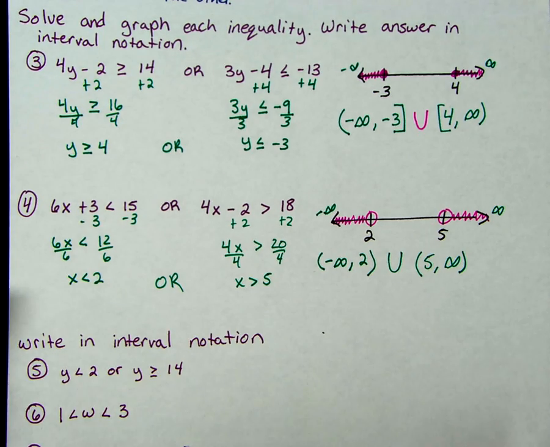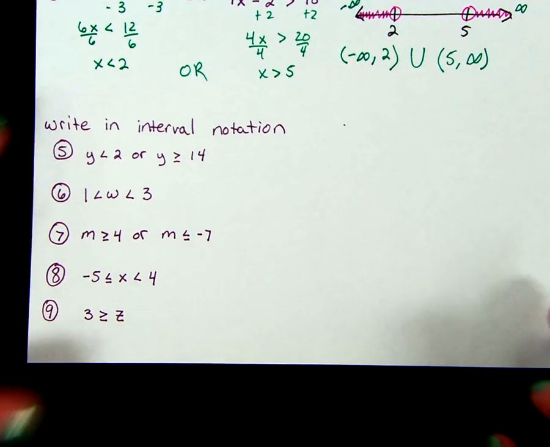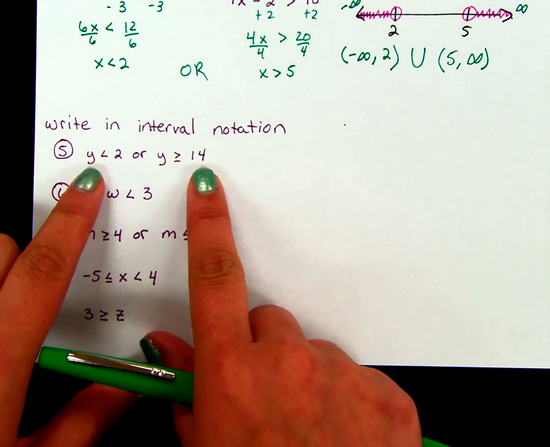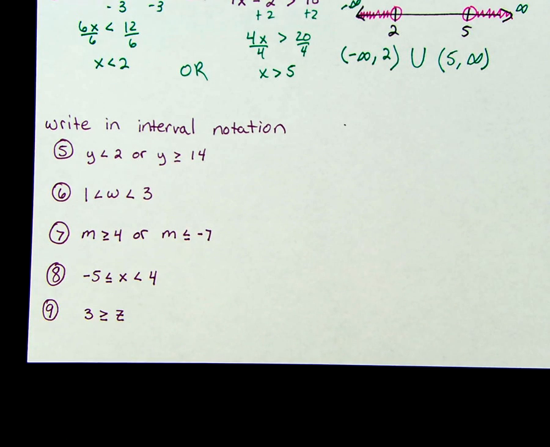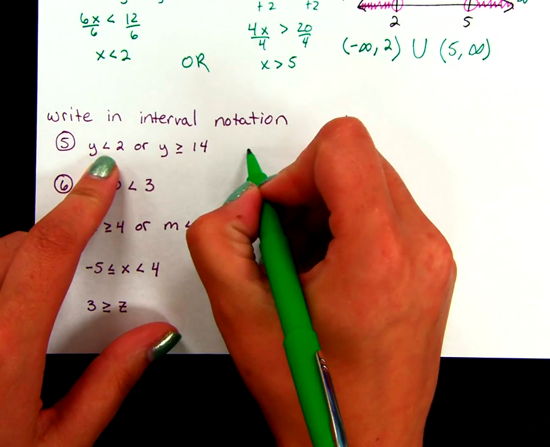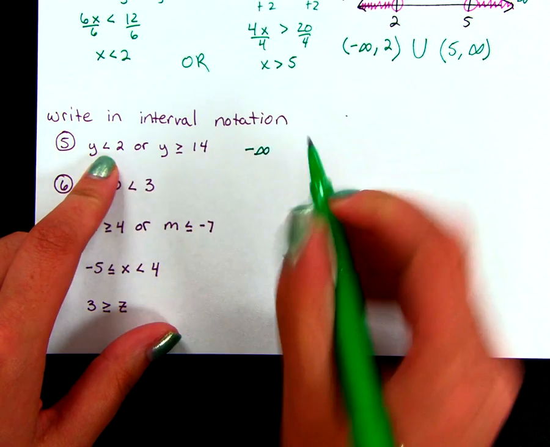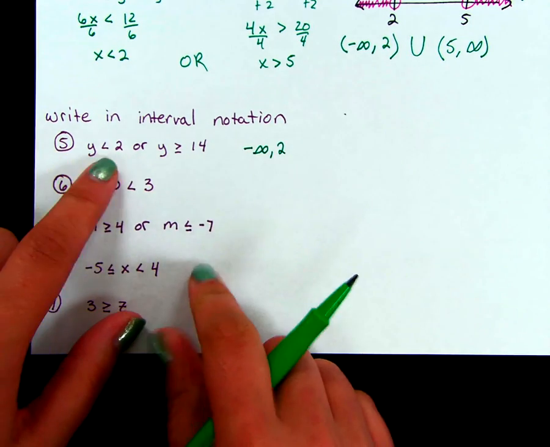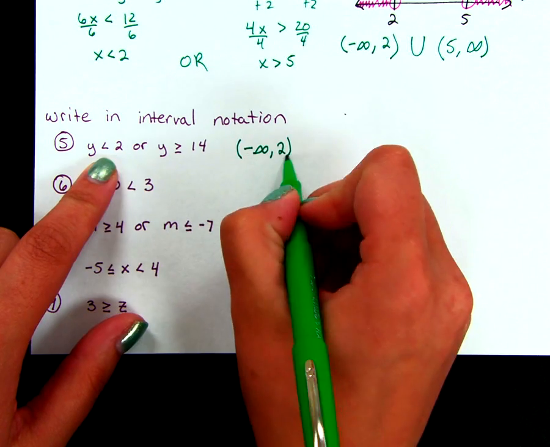Now let's do some more practice just with interval notation because that can get a little tricky. So again, looking at this, we have an or statement. So that tells us that we have 2 pieces. So on this side, that means that we're dealing with negative infinity as our smallest, and then 2 is going to be the largest. Now again, we don't have a bar underneath, so this is going to be parentheses around both of those.